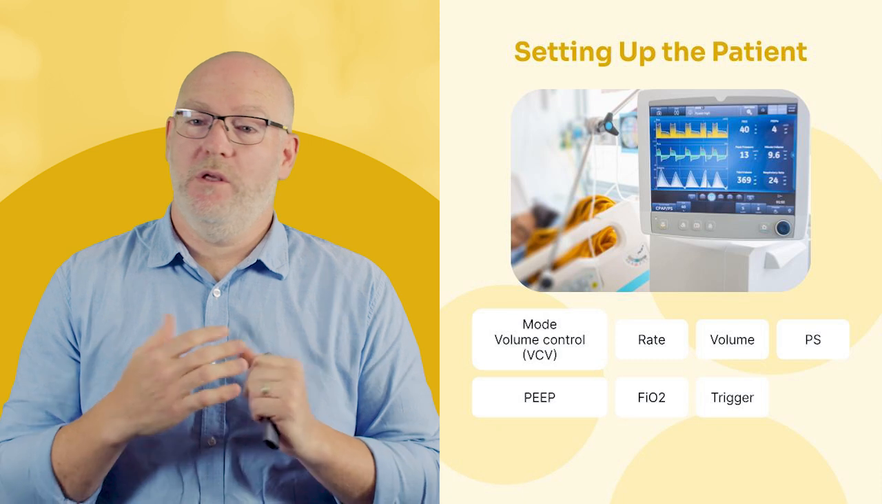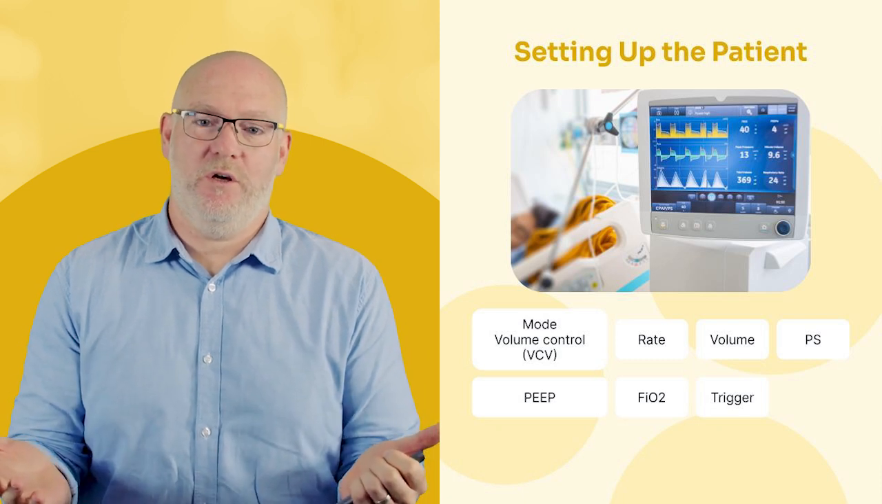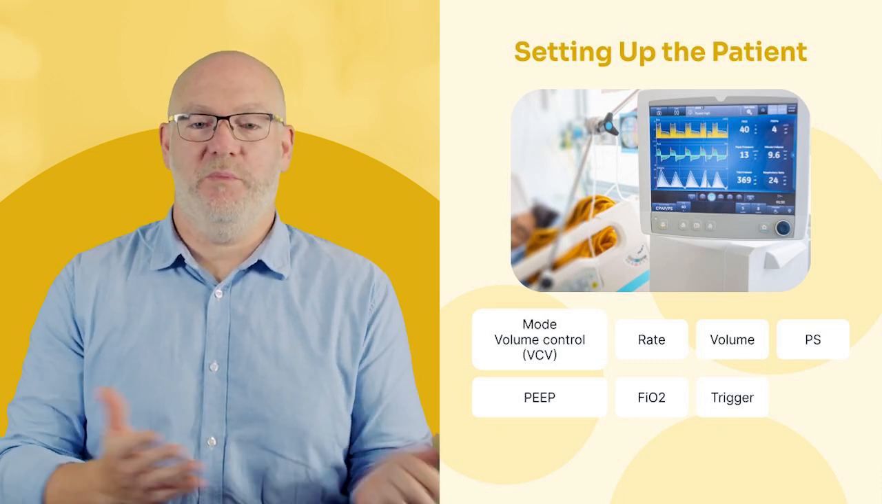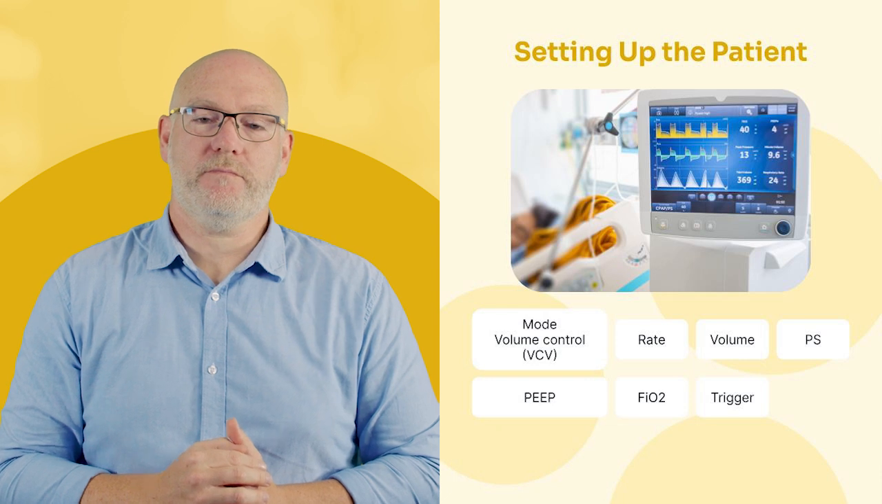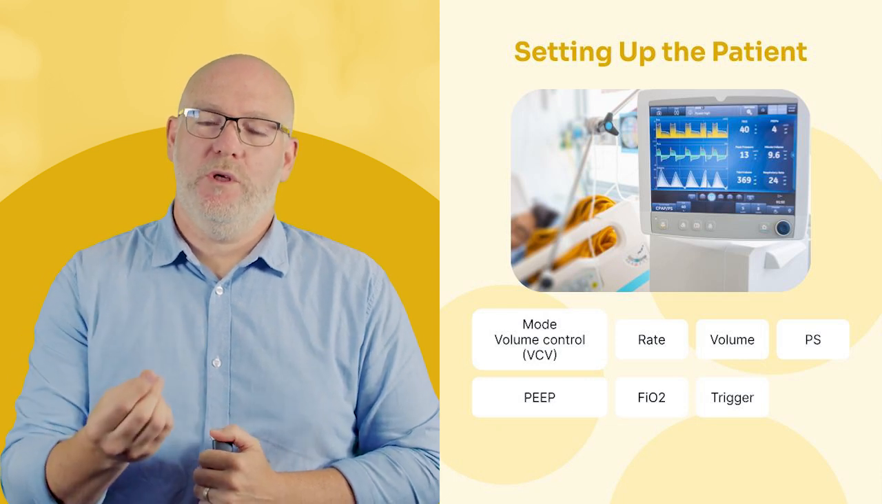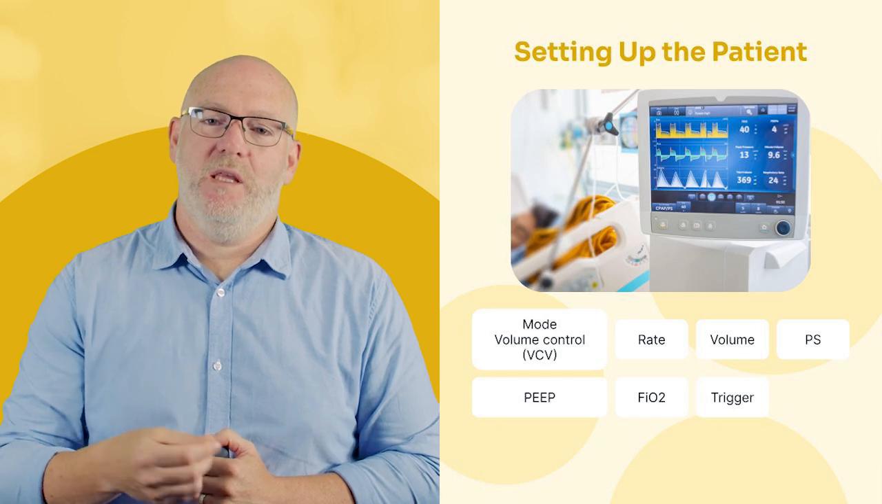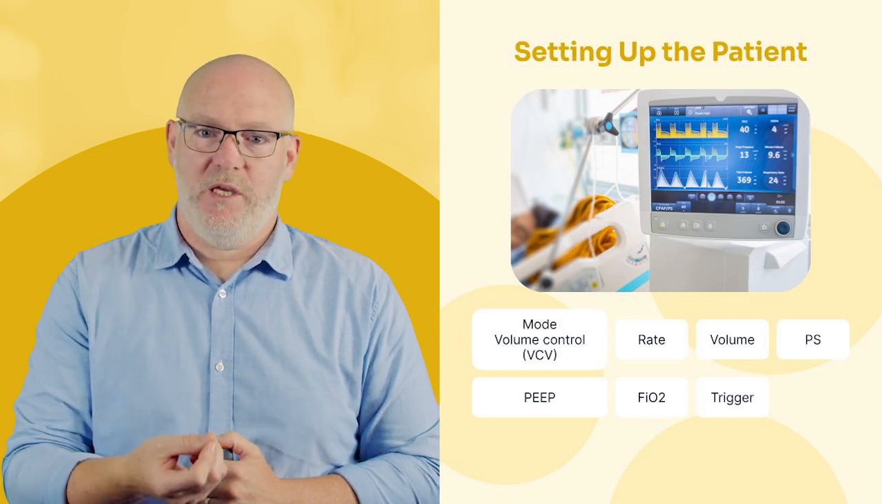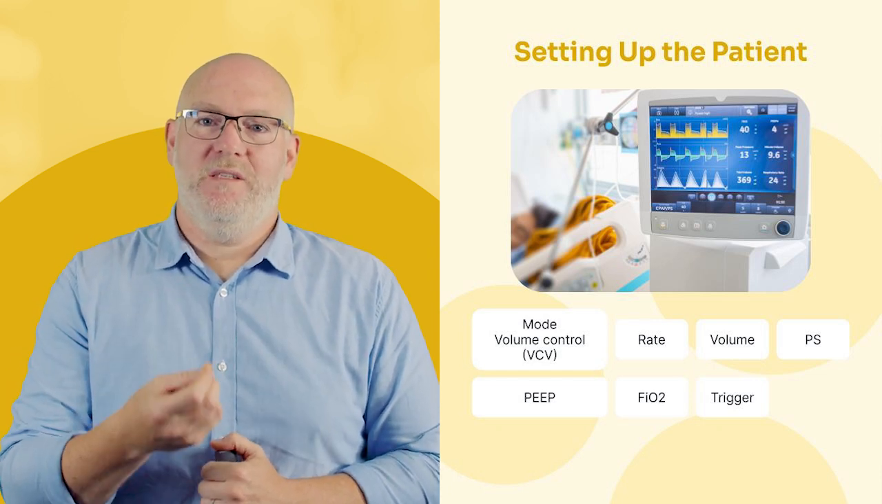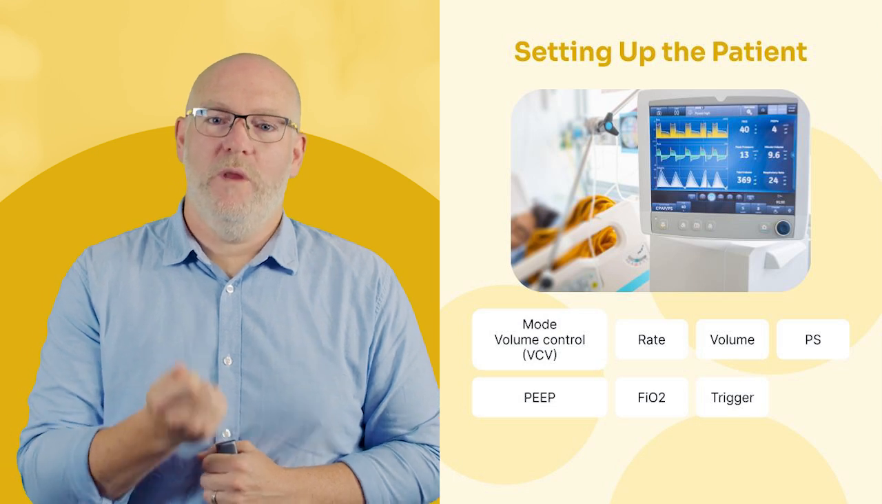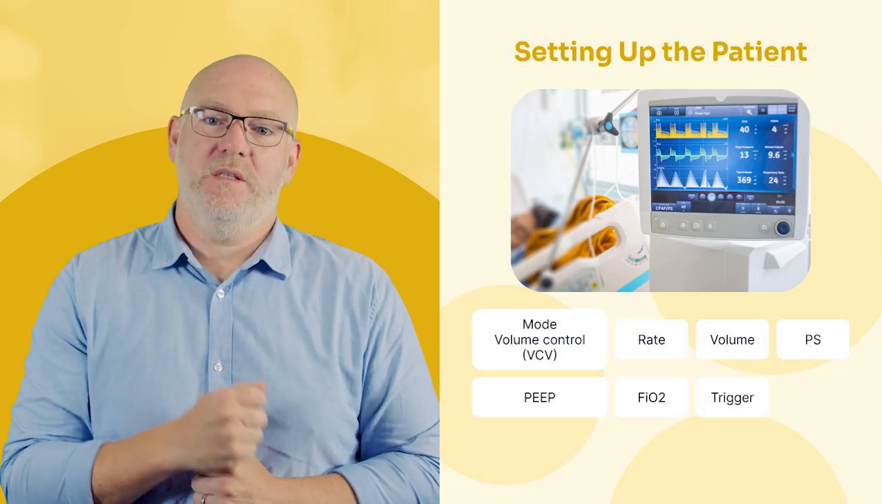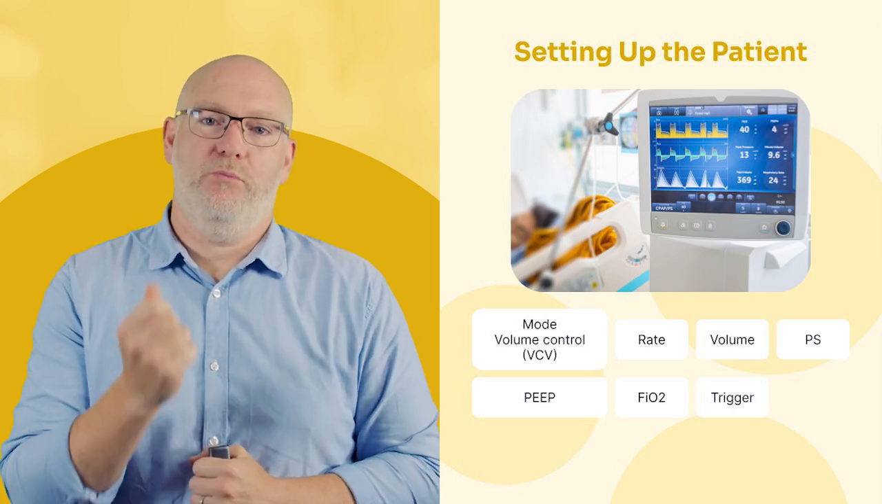FiO2 is oxygen. You set oxygen exactly like you're used to setting oxygen for a patient right now, whether they're intubated or not. And trigger is about how does the ventilator interact with this person. So we're saying that we want the ventilator to synchronize with the patient. Triggering is, well, how does the ventilator know when that person wants a breath? Okay, it's going to be either a flow trigger or a pressure trigger.